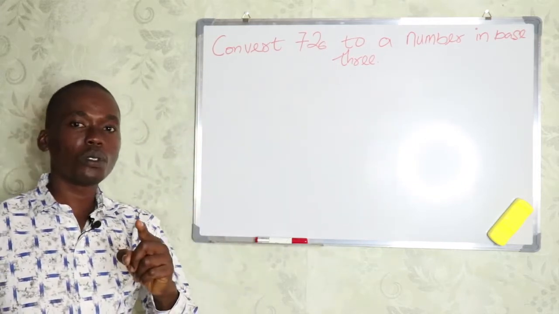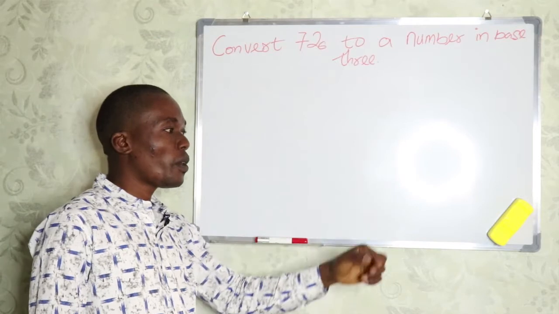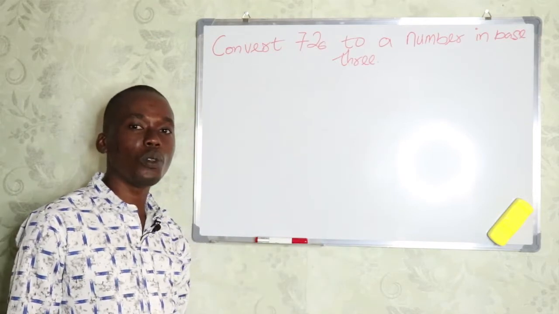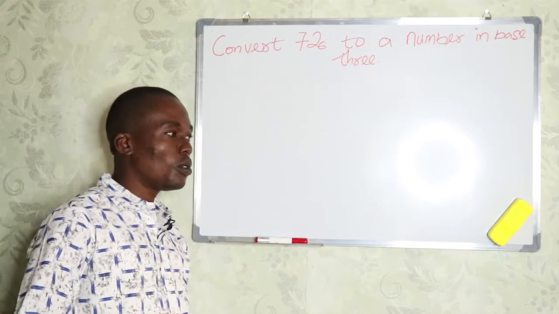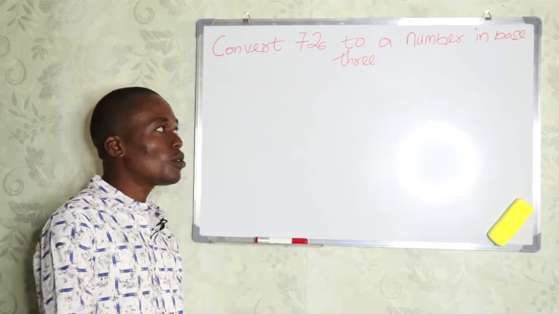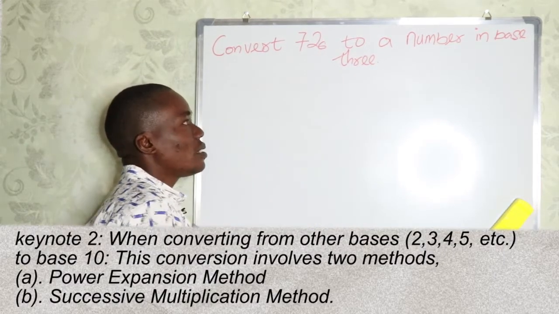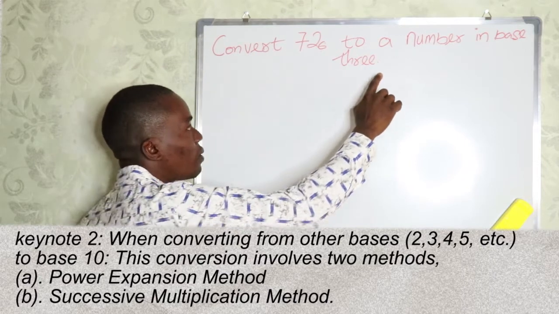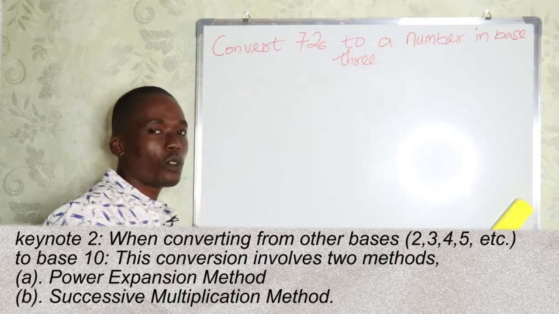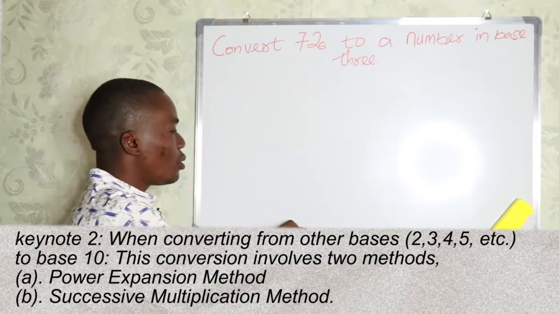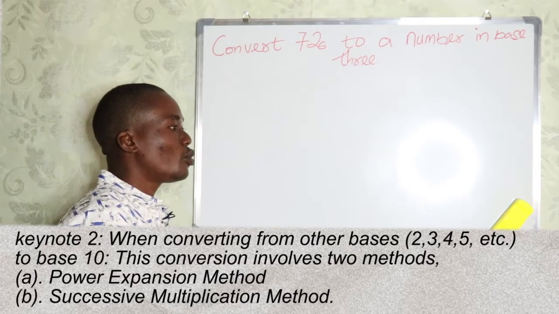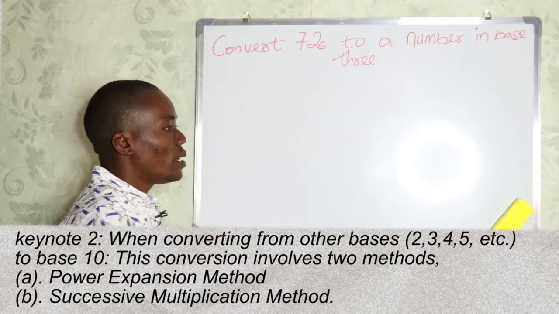Now I want you to note on this question we are going to be looking at Keynote 2. To solve that we need to convert 72 base 6 to base 10 before finally converting it to base 3. Now, to go about doing that, we'll convert 72 base 6 to base 10.